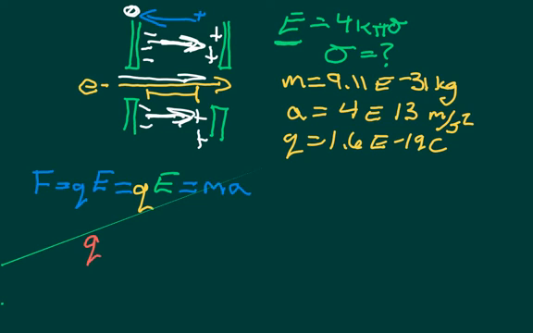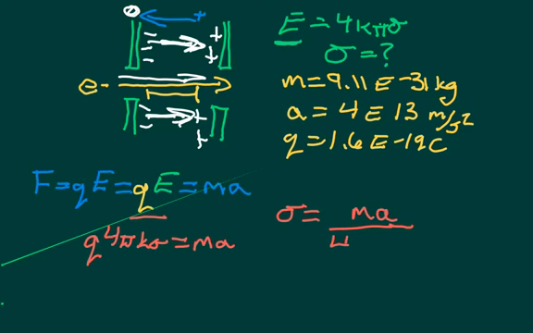So we're going to have Q times 4, I'm going to stick the pi over there this time, kσ. That takes care of this piece, and that's going to equal ma. So when it's all said and done, sigma is going to equal the mass times the acceleration divided by 4πkq. And it just so turns out that it's going to be approximately 2 nanocoulombs per meter squared after you plug everything in your calculator.